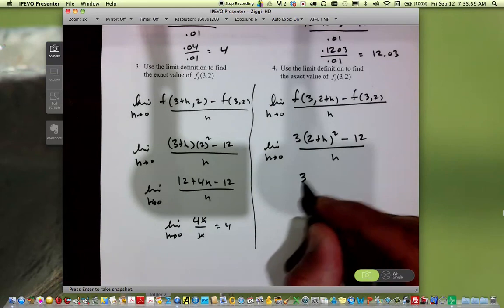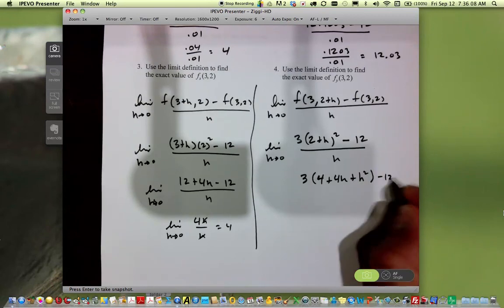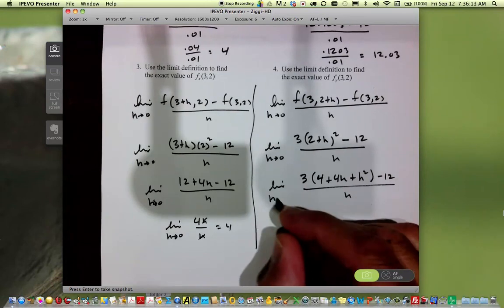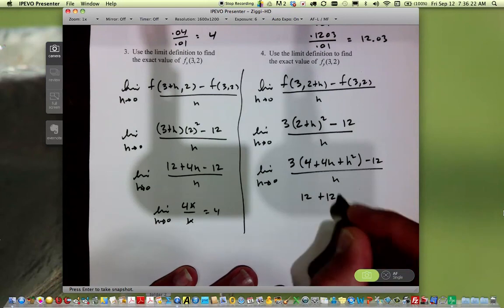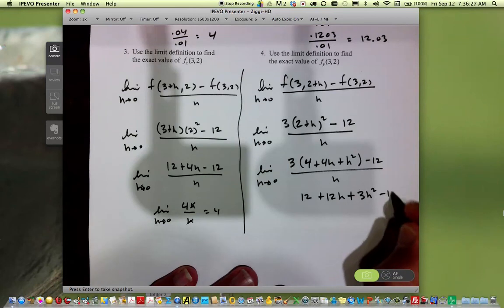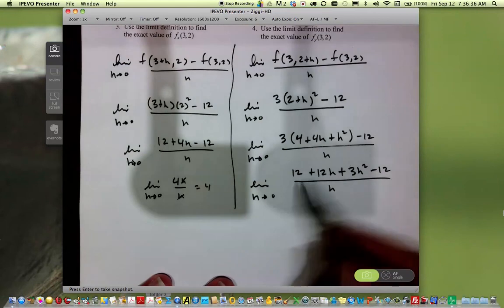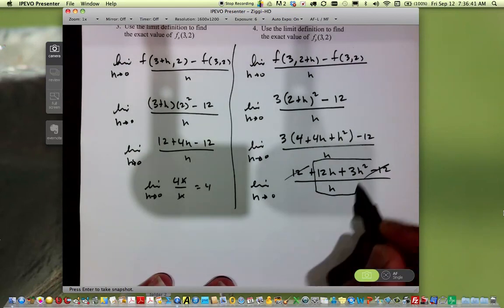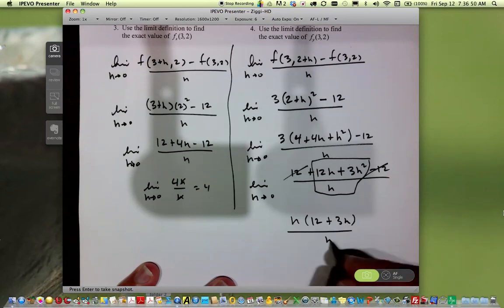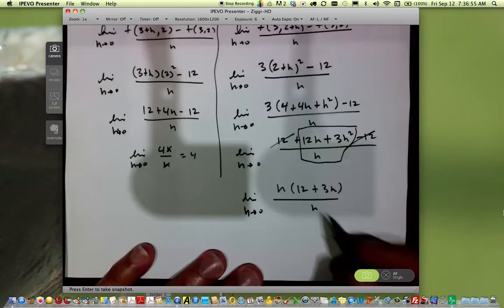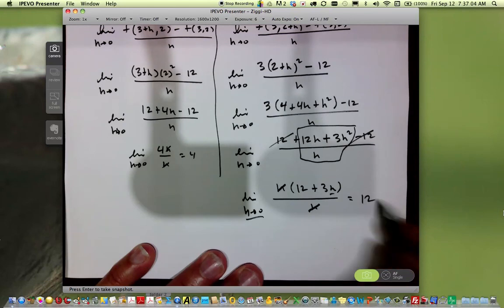Alright, so simplifying this, if we square this, we're going to get 4 plus 4h plus h squared, times 3, minus 12, all divided by h, and h is going to 0. More simplification, 3 times 4 is 12, plus 12h plus 3h squared minus 12, all divided by h, and h is still going to 0. Up here these 12s are going to cancel each other out. We're going to be left with this expression, and in that expression we can factor out a common factor of h, and we're going to be left with (12 plus 3h) over h, and h is going to 0. The h's will cancel, and we're going to be left with just 12 plus 3h, and then as h goes to 0, this thing is just going to end up approaching 12.